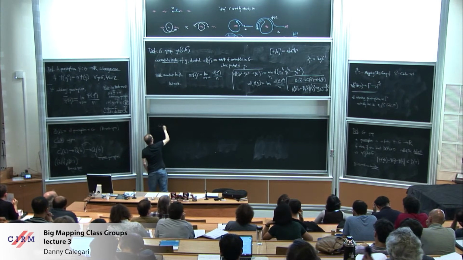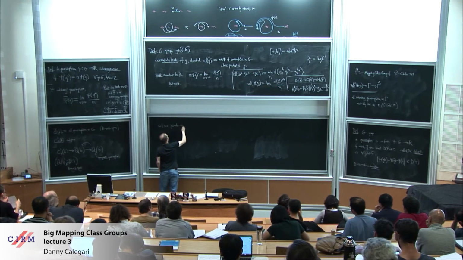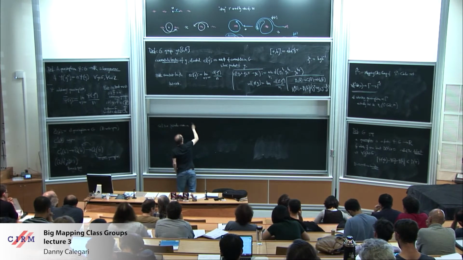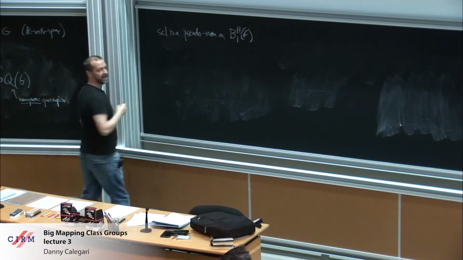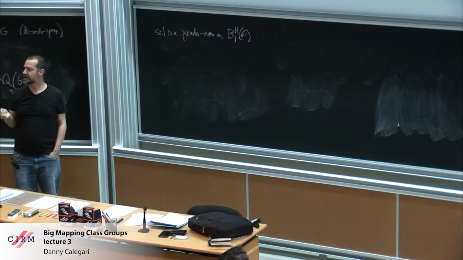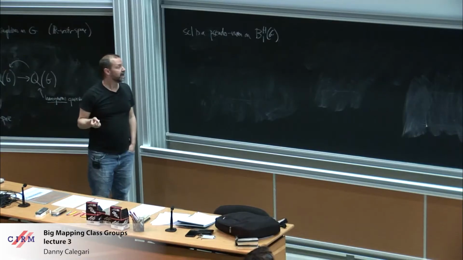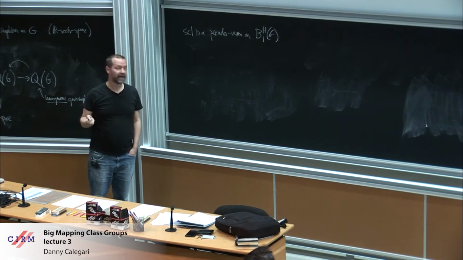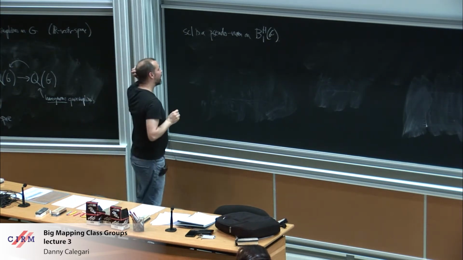So SCL is a pseudo-norm on this vector space. Pseudo-norm just means it satisfies all the properties of a norm except it might be zero on some non-zero element. If G is a hyperbolic group, then in fact it's an honest norm. So there's many cases where it's a norm, but anyway.